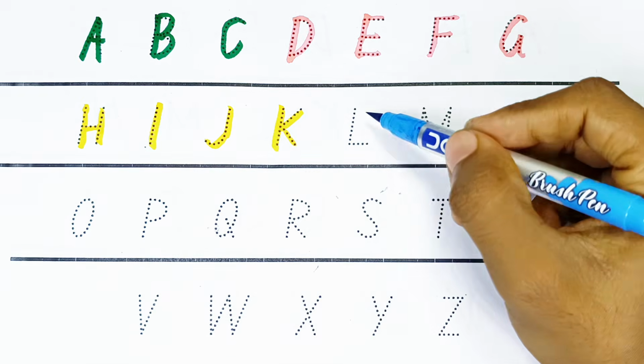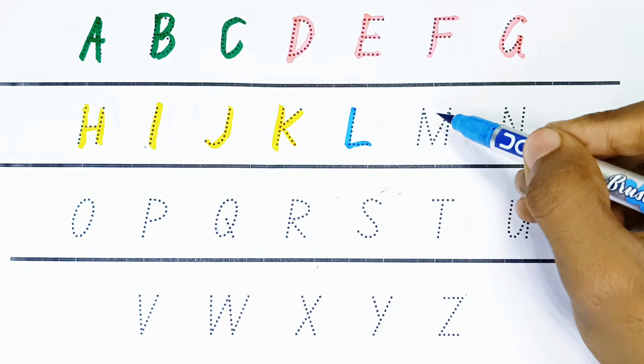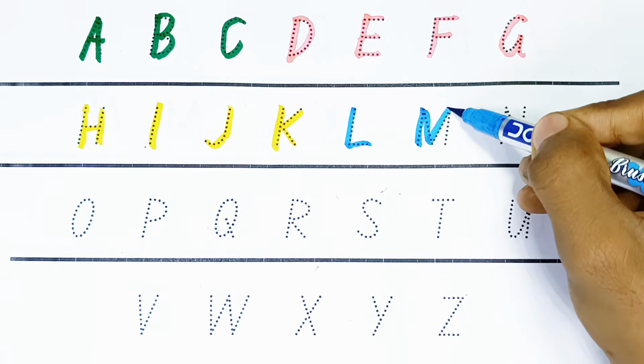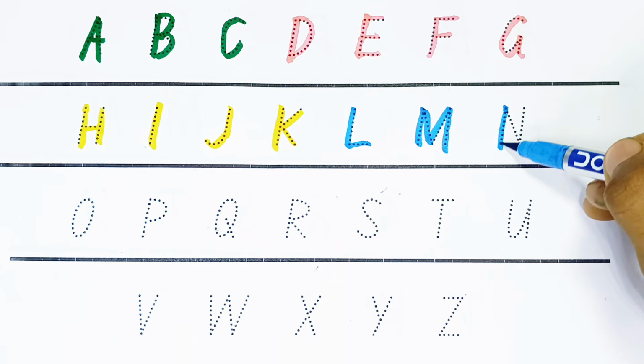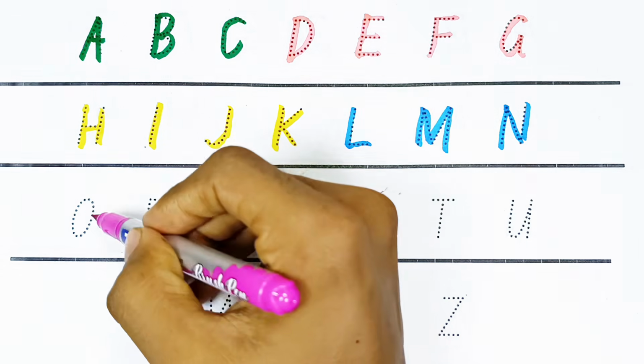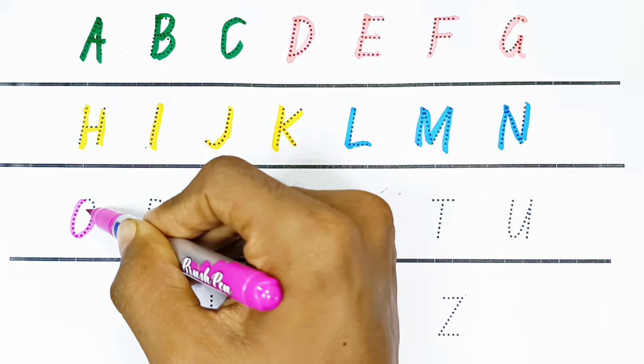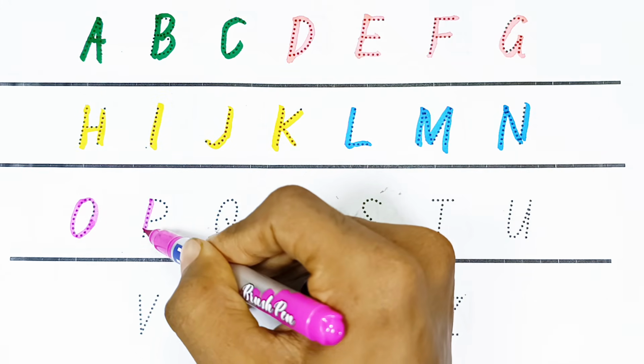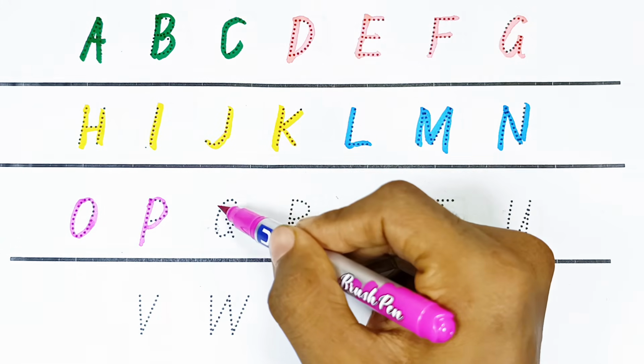The alphabets of L. L for lion. M for moon. N for nose. Kids, now you draw O. The alphabets of O. O for orange. P for parrot.